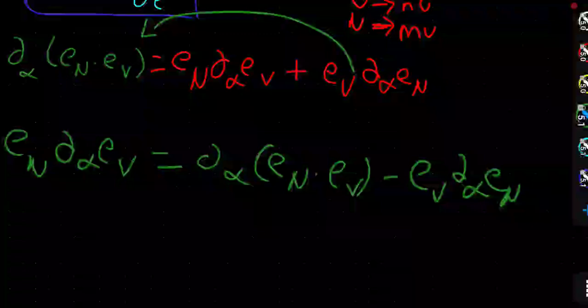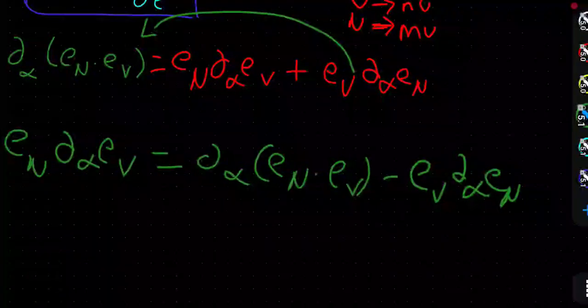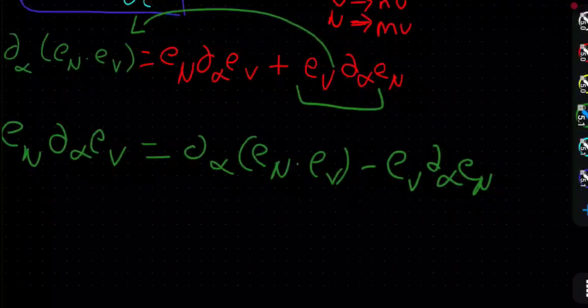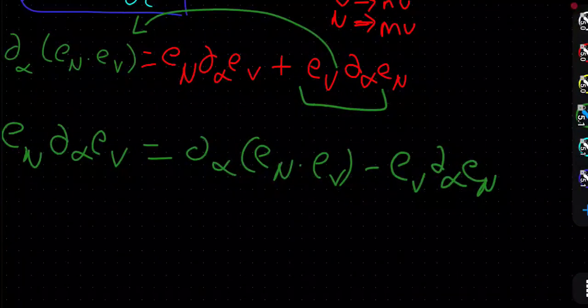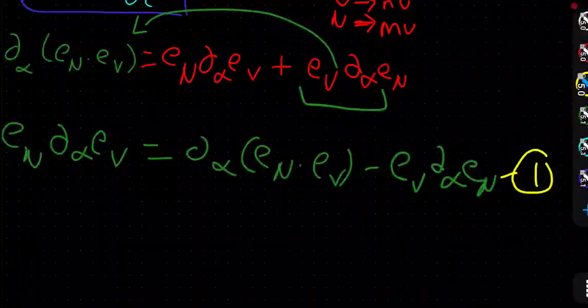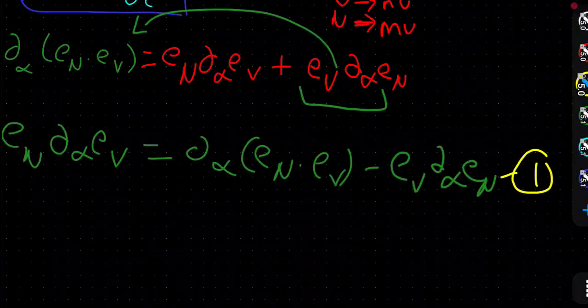So I have not done anything very fancy. I have just manipulated it and taken this particular term into the left hand side, and you are left with this particular term. So let me call this equation number 1, because here I am going to change the indices and do a lot of manipulations. You might be confused about how I have done it. That's why I am labeling this particular equation as 1.